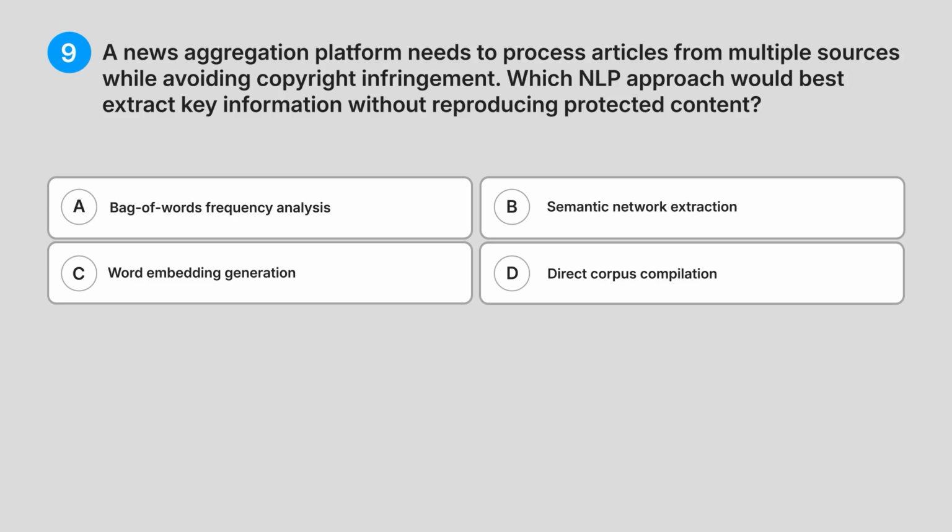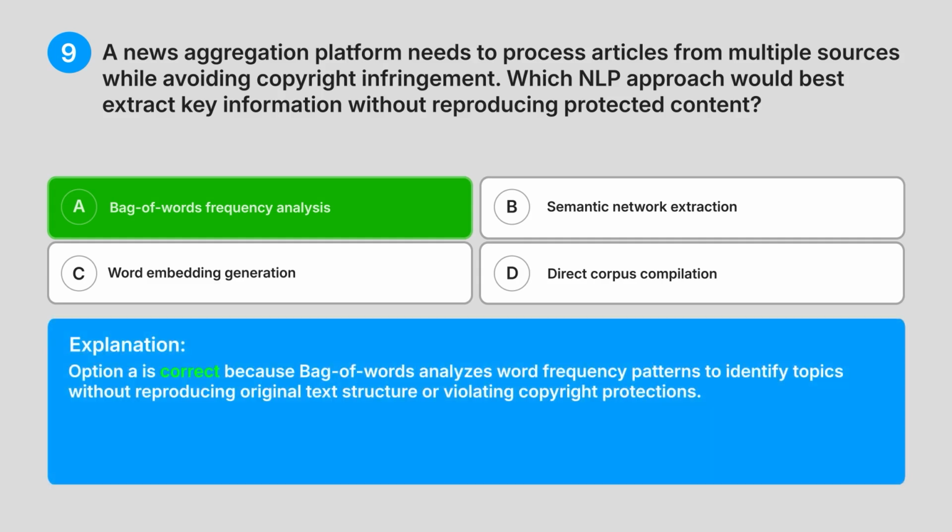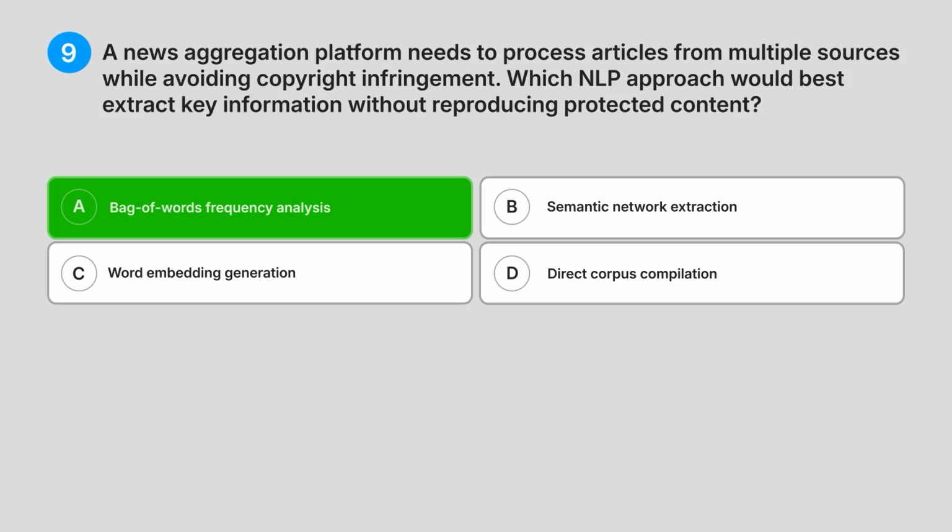Correct answer. A. Bag of words frequency analysis. Explanation. Option A is correct because bag of words analyzes word frequency patterns to identify topics without reproducing original text structure or violating copyright protections.